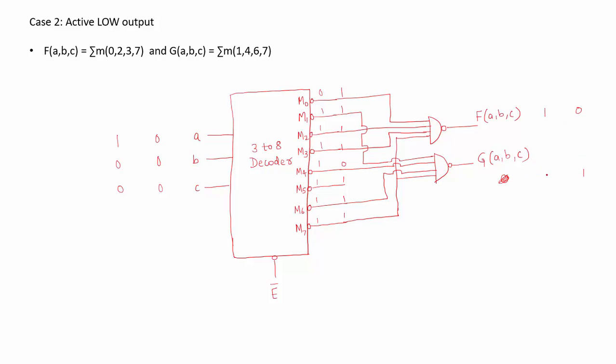Let me write it here. This was for 0, 0, 0, and this was for 1, 0, 0. Similarly, you can verify for other input combinations. Function f will be 1 for 0, 2, 3, 7, and function g will be 1 for 1, 4, 6 and 7.